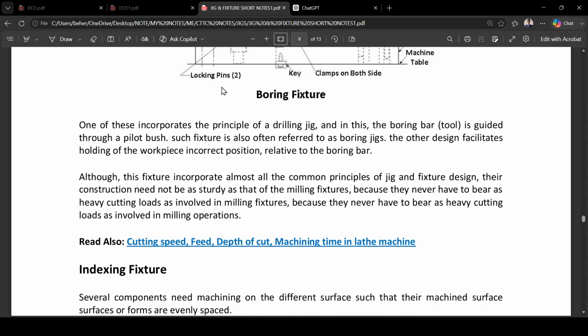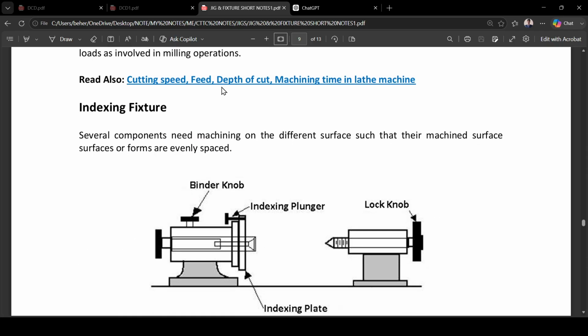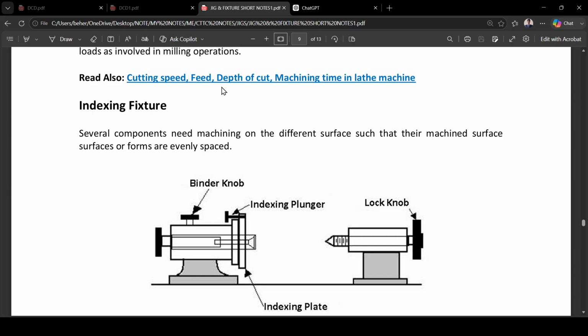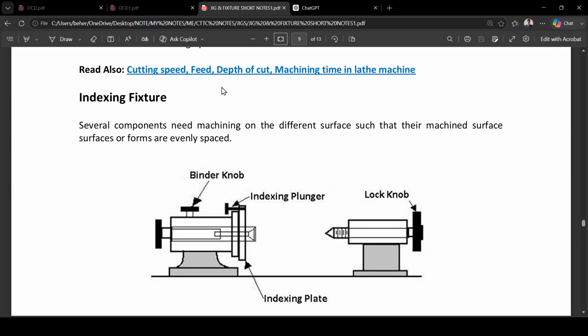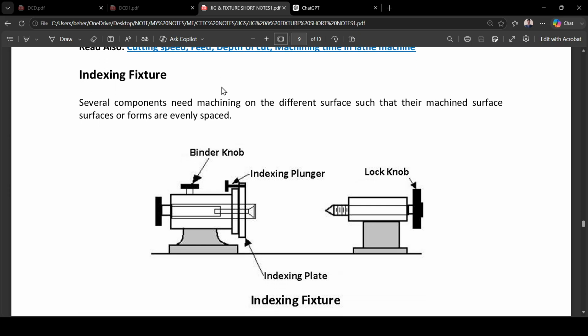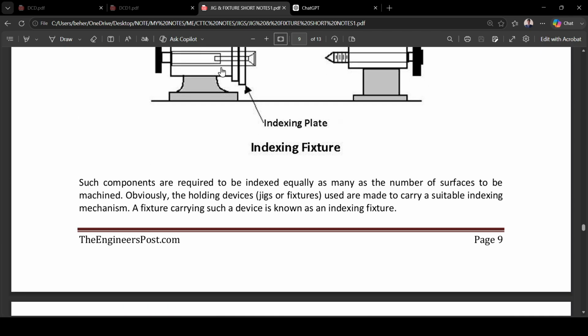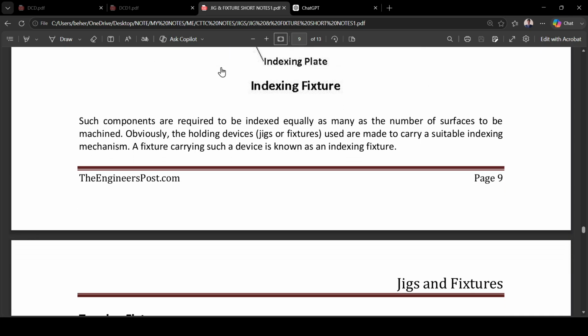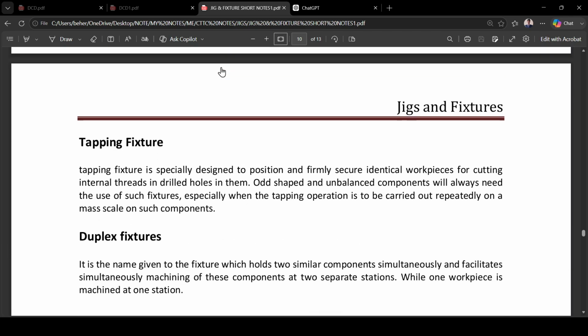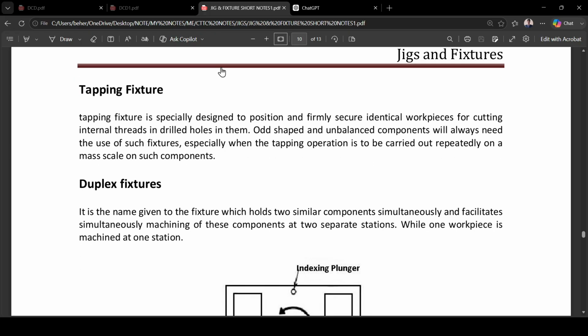What is indexing fixture? See, that is the image of the indexing fixture. What is tapping fixture? This is the tapping fixture, you can read and write these things.